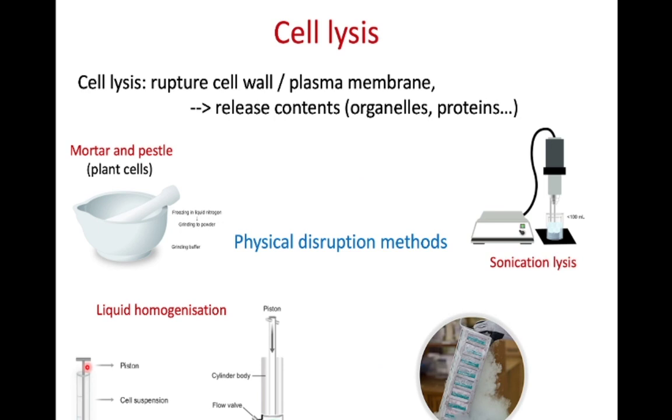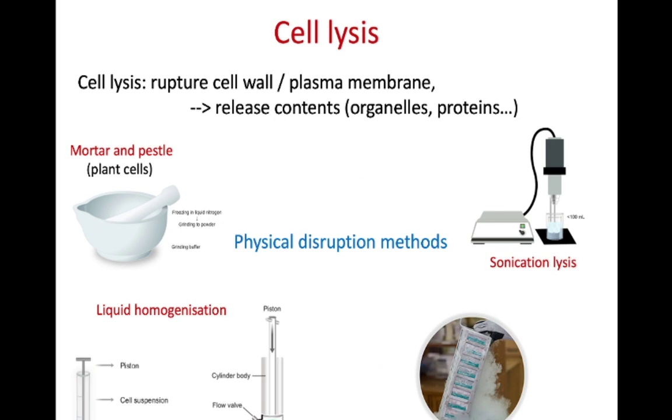We also use a special buffer, which is a kind of osmotic buffer, which facilitates the cell lysis. And another type of liquid homogenization is the French press, which is based on a similar system, but it uses pressure with a piston, which squeezes the sample, and this is sufficient to break open those cells.